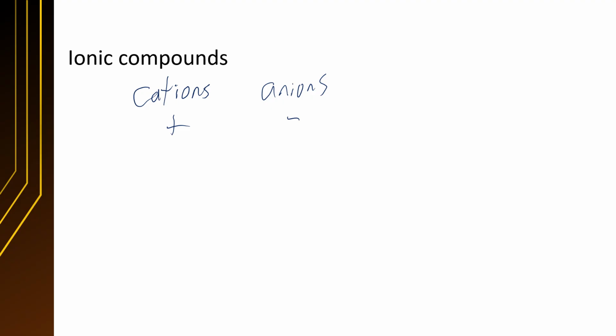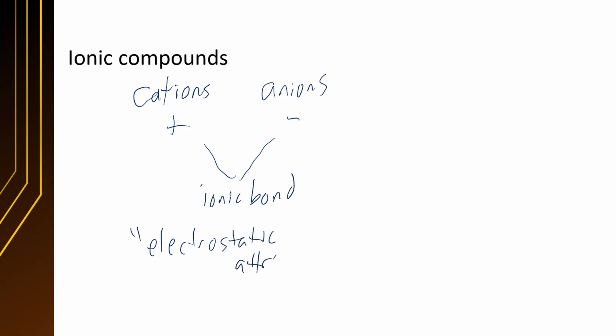And so what happens is the positively charged ion attracts the negatively charged ion. And that force of attraction between oppositely charged ions is called an ionic bond. Sometimes you'll see it called electrostatic attraction or electrostatic force. But what it boils down to is opposites attract each other. Opposites attract.